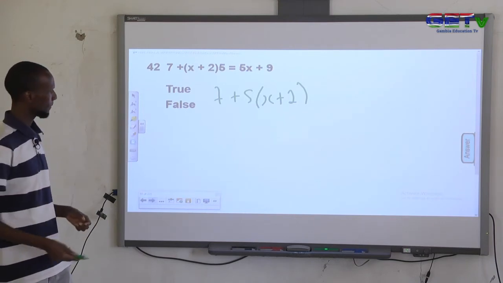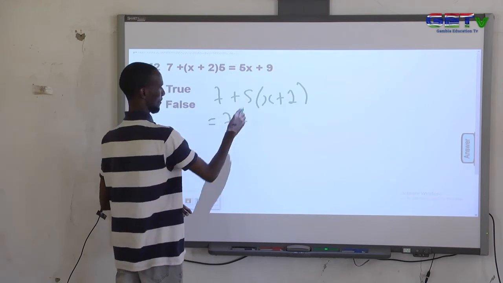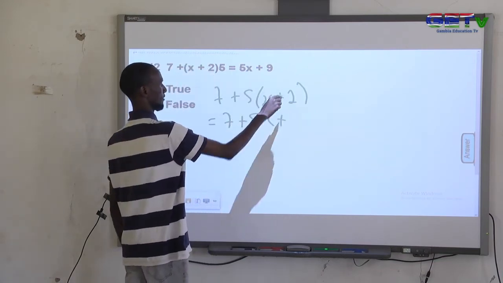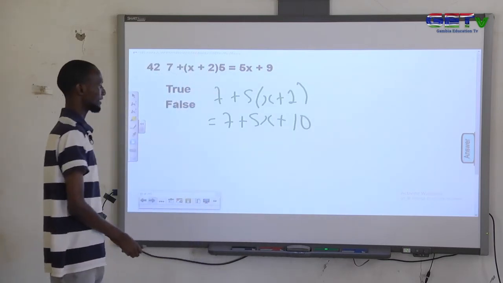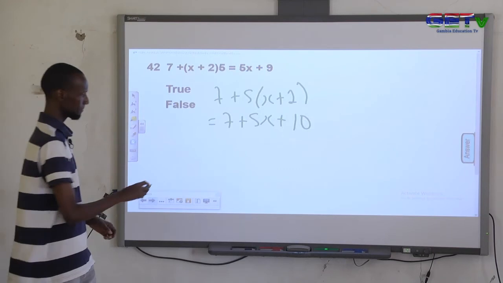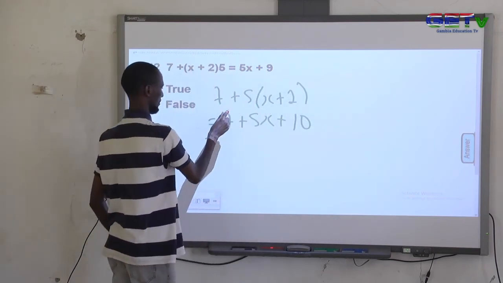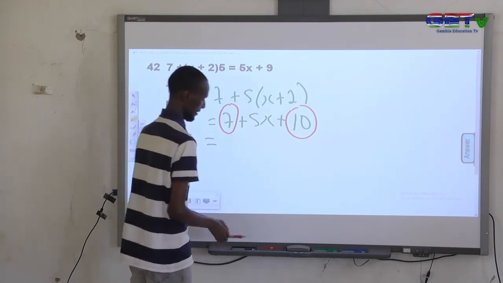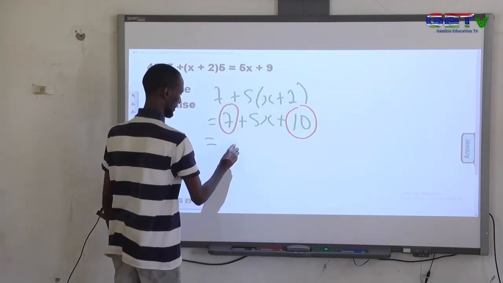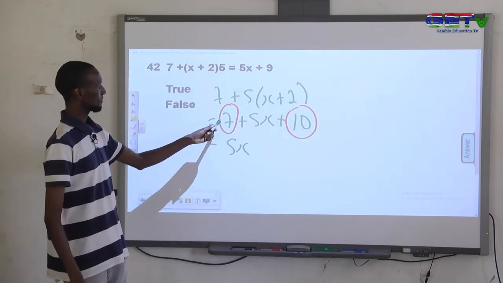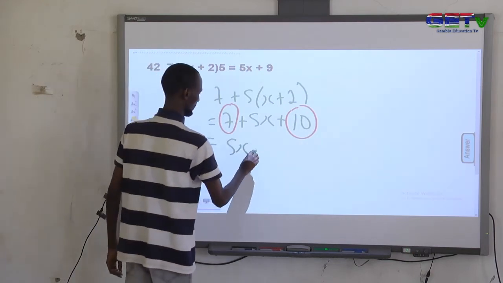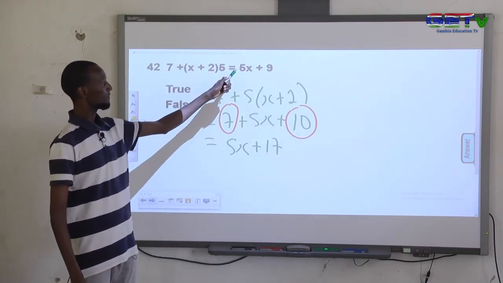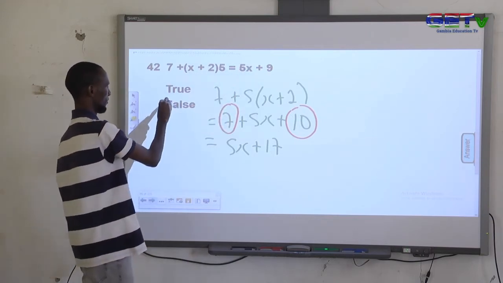Then again, we apply the distributive property, and that gives us 7 plus 5 by x is 5x. A positive times a positive is still a positive. And of course, 5 times 2 gives you 10. Next step is, do we have any like terms there? Yes, there are like terms. The 7 and the 10 are like terms. So those two can be combined. But the 5x is different. So you simply bring it down. And when you add 7 plus 10, that should give you 17. Was that what we had here? No. There we had 5x plus 9. So this, therefore, is a false statement.